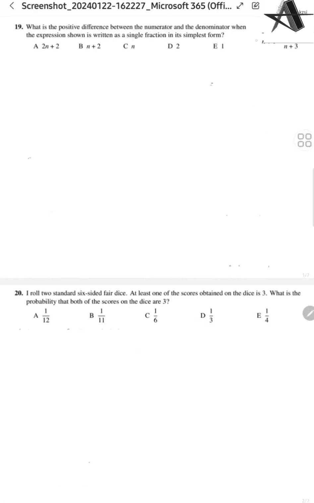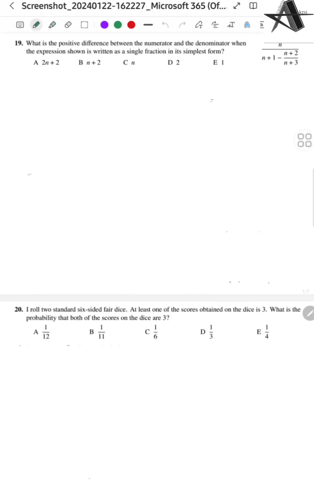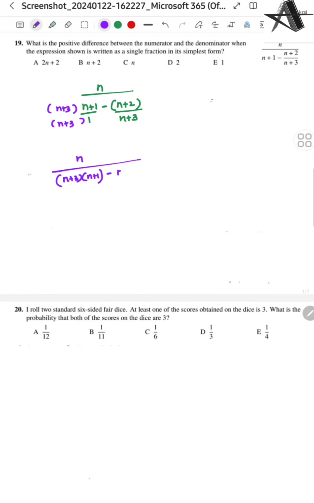The expression here you can see is n over n plus 1 minus n plus 2 over n plus 3. As I told you, this is 1 and we have to make the denominator n plus 3. So we multiplied it with n plus 3 and multiplied it with n plus 3. So now the denominator can be written as n plus 3 times n plus 1 minus n plus 2 over n plus 3. Or let me bring it up there. So it will be n times n plus 3.